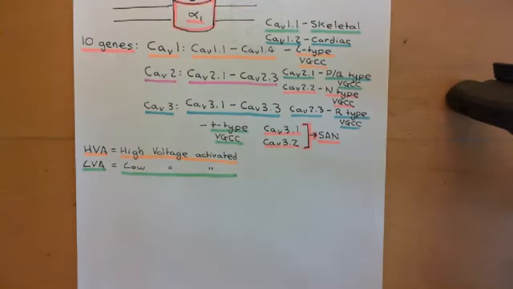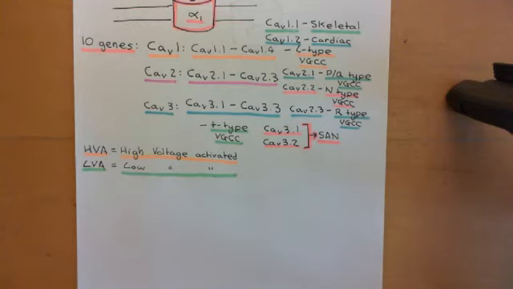High voltage activated calcium channels are the ones which take quite a hefty depolarization of the electrical potential difference across the cell membrane to actually activate. So they have quite a high threshold potential. You need quite a lot of depolarization from resting membrane electrical potential difference to get up to the threshold potential for a high voltage activated voltage-gated calcium channel.